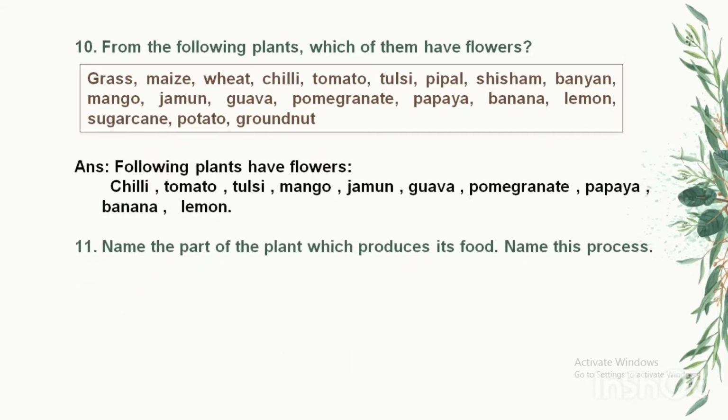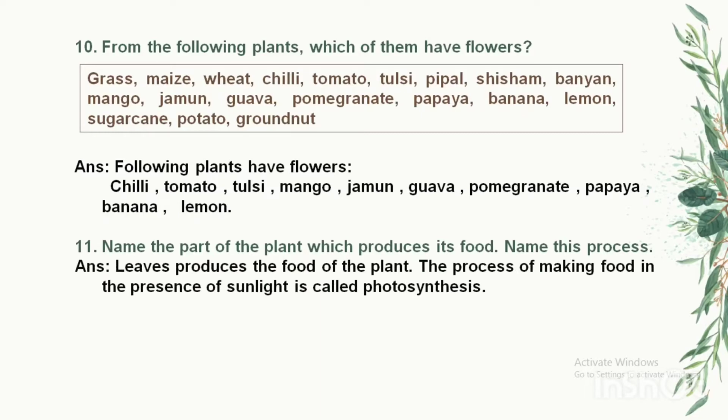Next question is, name the part of the plant which produces its food. Name this process. मतलब कौन सा प्लांट पार्ट है जो फूड प्रोड्यूस करने में हेल्प करता है। So which part of the plant is considered as a kitchen of the plant? Yes, exactly, that is leaves. और वो प्रोसेस को हम क्या बोलते हैं? That is photosynthesis. The process by which plants make food on their own is known as photosynthesis.